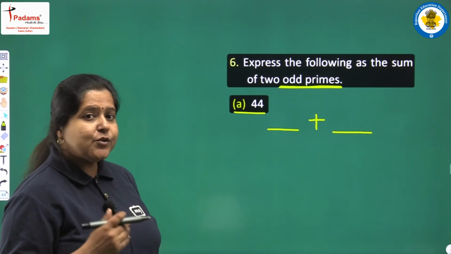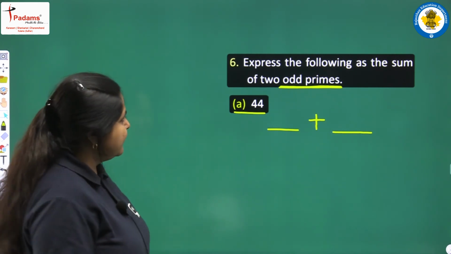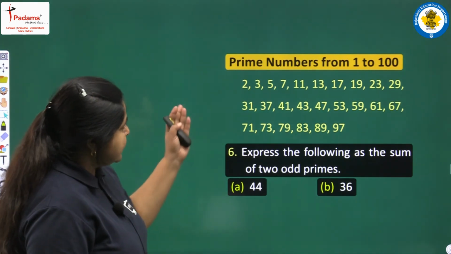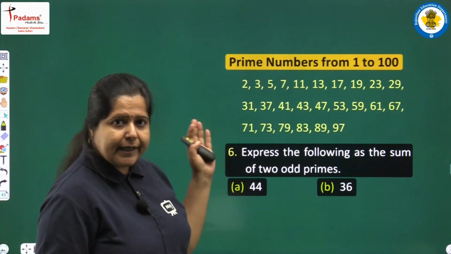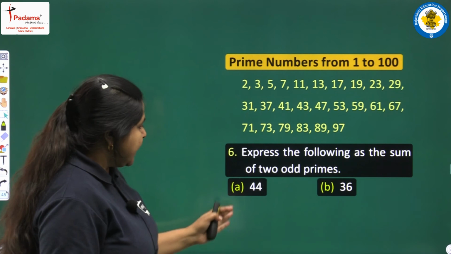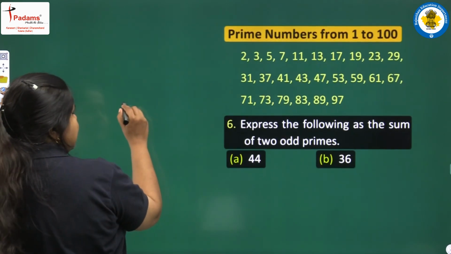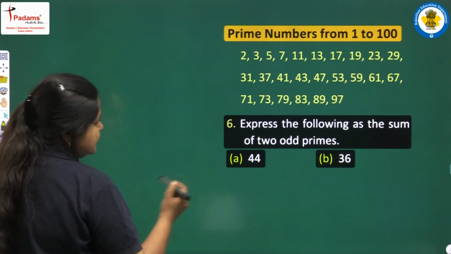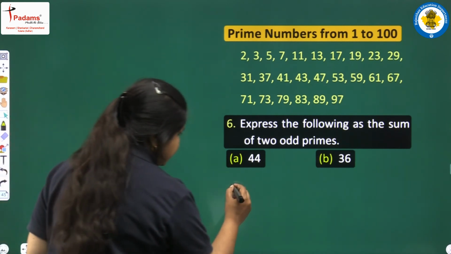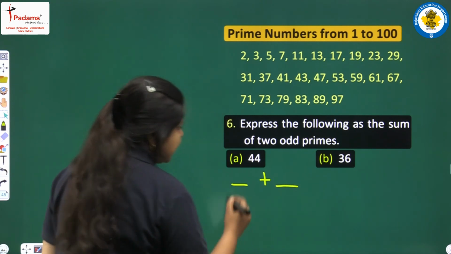For this we need to know the list of prime numbers. We have this one. These are the prime numbers from 1 to 100. We will be looking for numbers in which we can break 44. Let us take one by one all these numbers we will analyze.